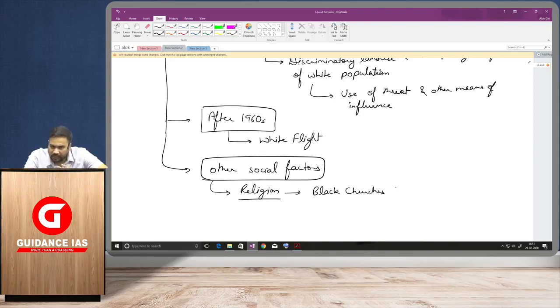Okay? So this ghettoization in the North American population has been the result of what? It has been the result of many factors. But one very important characteristic is this phenomena of ghettoization. Okay?